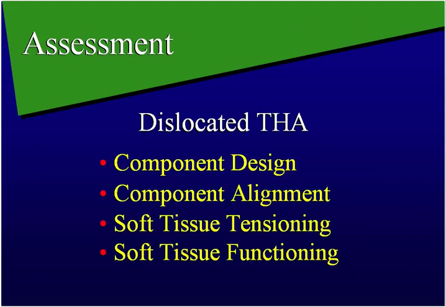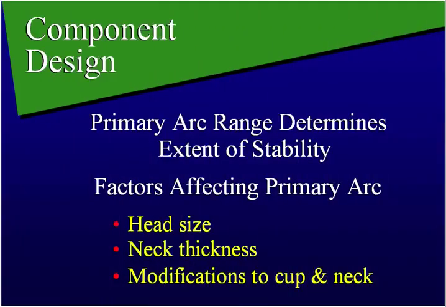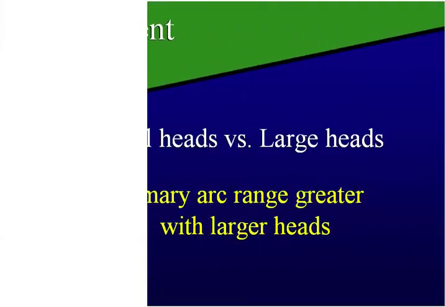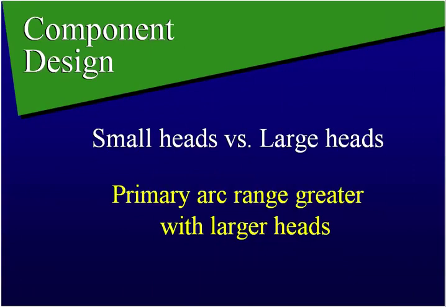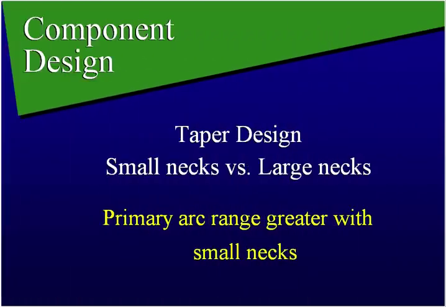In terms of the assessment of the dislocated hip, you want to look at component design, component alignment, soft tissue tensioning, and soft tissue function. The primary arc range determines the extent of the stability. The factors affecting the primary arc are head size, neck thickness, and modifications to the cup and neck. This will kind of congeal together in these next couple slides. The primary arc range is greater with larger heads, and I'll show that to you in the next couple of slides. As for taper design, small necks versus large necks, the primary arc range is greater with small necks.